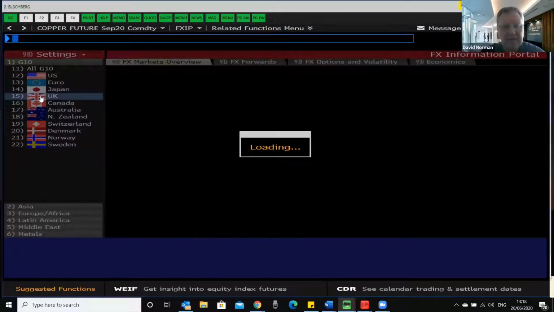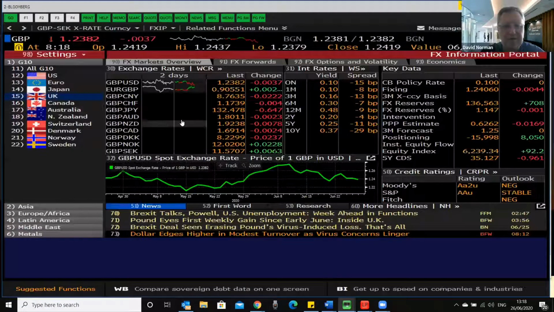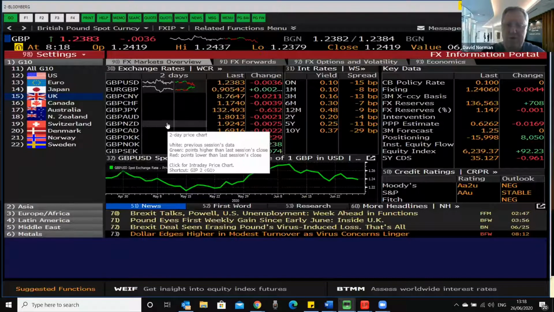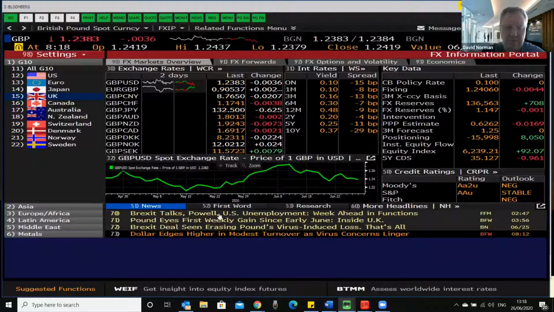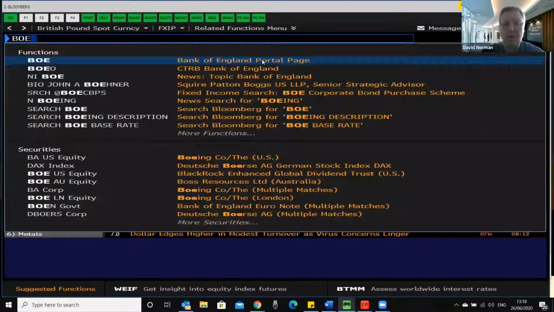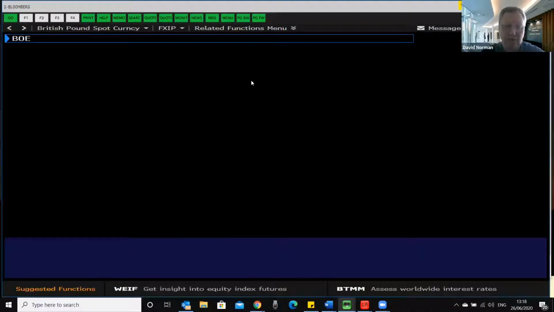And we can then see a breakdown of the different relationships between the pound and all the other currencies. So we can see all the different spot exchange rates. And we can also see news coming up beneath here. You see there's a news function that gives us information and news that's related to the pound. And other things we can do, we can actually go to the Bank of England homepage on Bloomberg, which gives us the current level of interest rates.